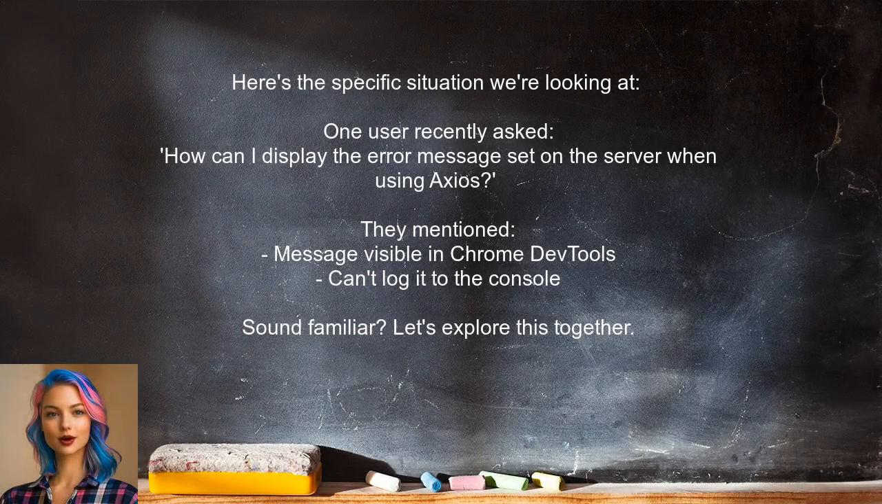Here's the specific situation we're looking at. One user recently asked, "How can I display the error message set on the server when using Axios?" They mentioned that they see the message in Chrome DevTools but can't log it to the console. Sound familiar? Let's explore this together.